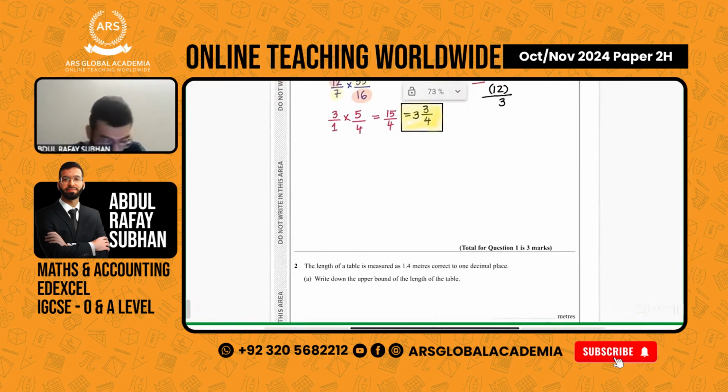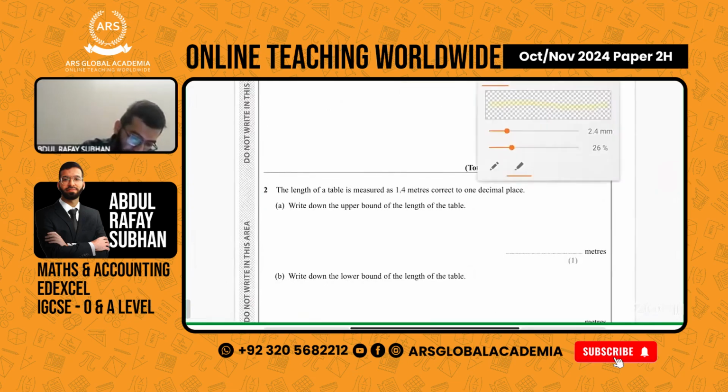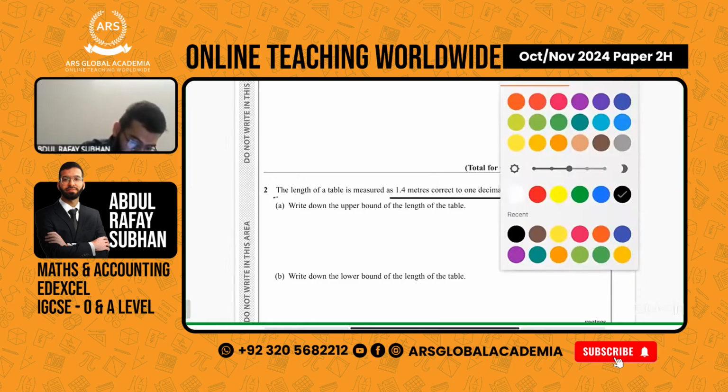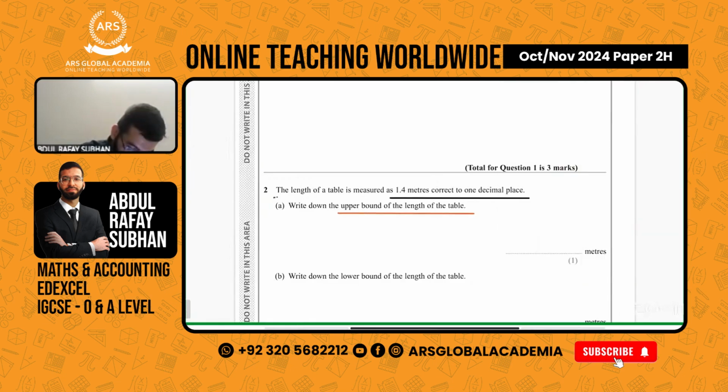Then we have question number 2 that comes on the numbers chapter. The length of a table is measured as 1.4 meters, correct to 1 decimal place, and we have to get the upper bound and the lower bound of the length of the table. Very straightforward upper bound, lower bound question. This also tells us that in paper 1H there was an upper bound, lower bound question in the 4-5 marks, and they have tested it again as well.